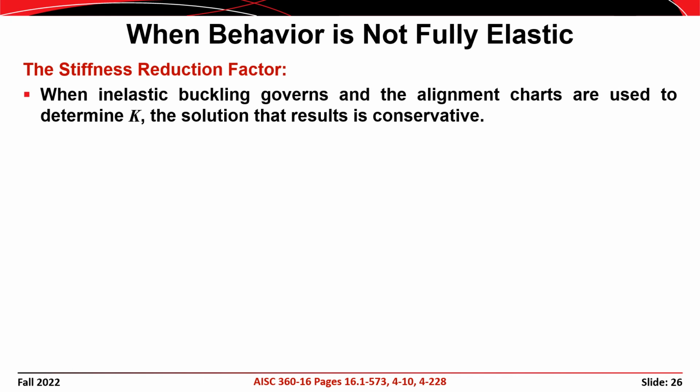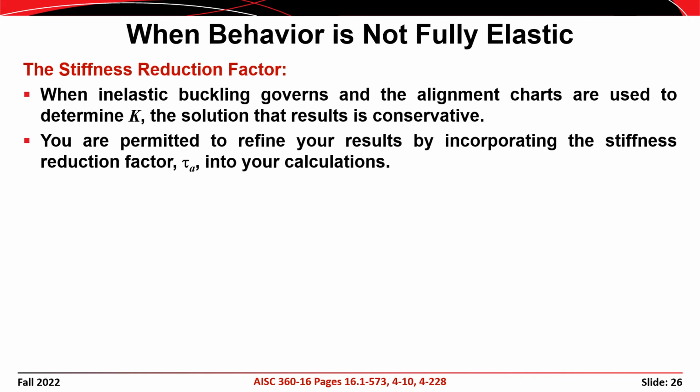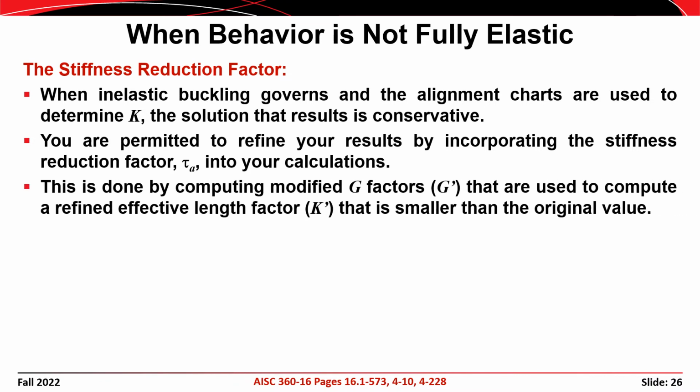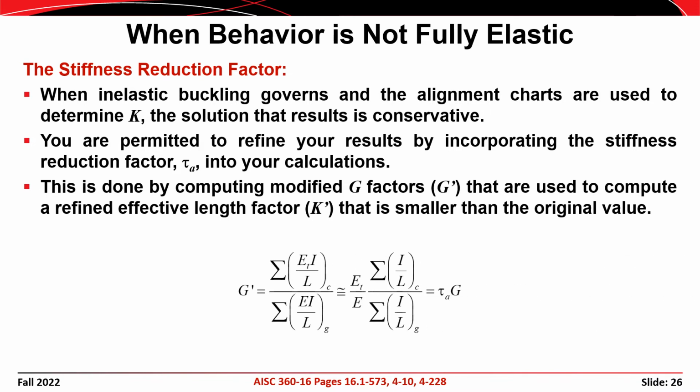When inelastic buckling governs the strength of a column, and when the alignment charts were used to determine the effective length factor, the calculated strength is actually somewhat conservative. This means that the strength of the column will actually be larger than the strength that was computed. Engineers are permitted to refine their calculations by incorporating a stiffness reduction factor, tau, into their calculations. This is done by computing modified G factors, G sub prime factors, that are used to compute a refined effective length factor, K prime, that is smaller than the original value. When the effective length factor is reduced, the slenderness ratio is reduced and the strength is increased.